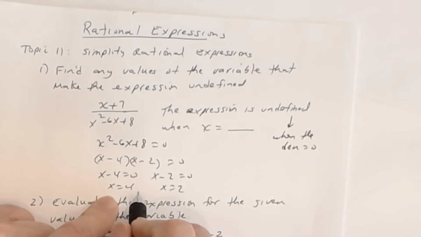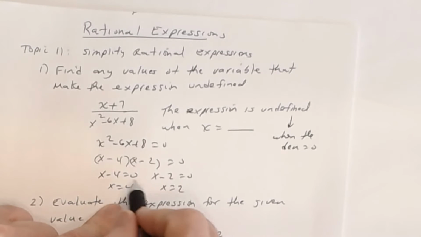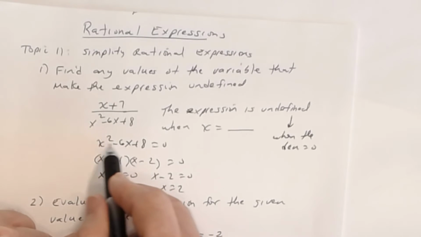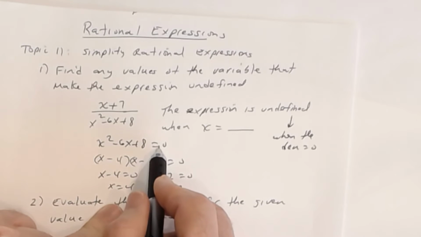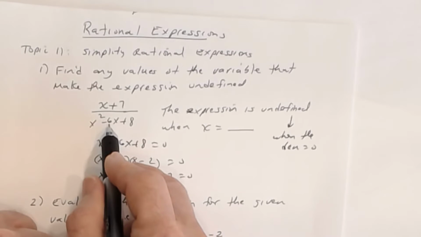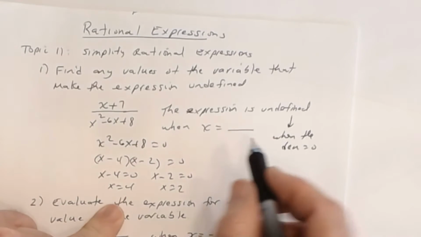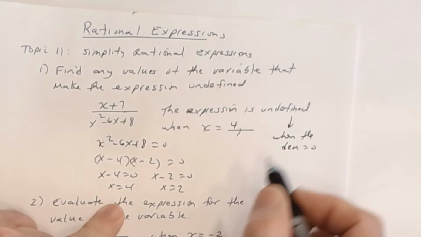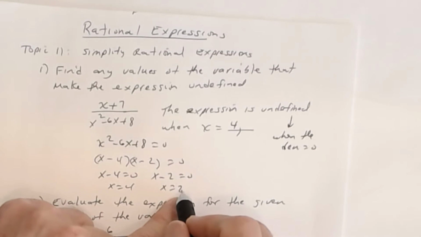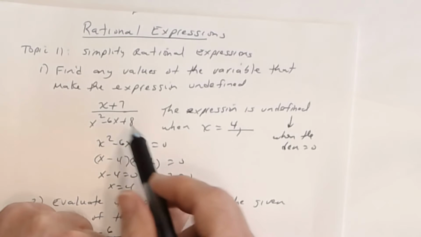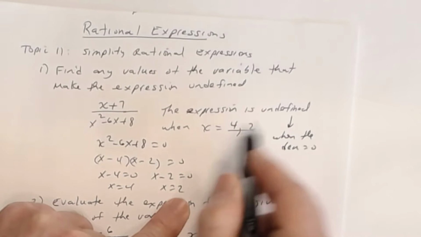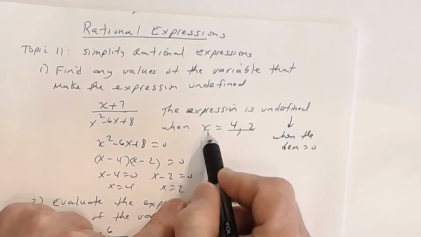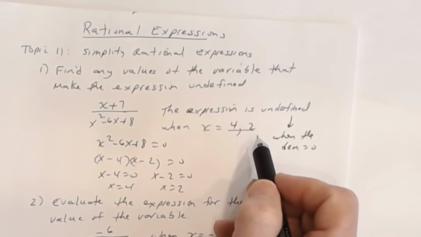So what I found is this. I found that when x is 4, this expression here is 0, which means my denominator is 0. So that makes this undefined. Also, when x is 2, this is 0, which means this expression is undefined. So the expression is undefined when x is 4 and when x is 2.